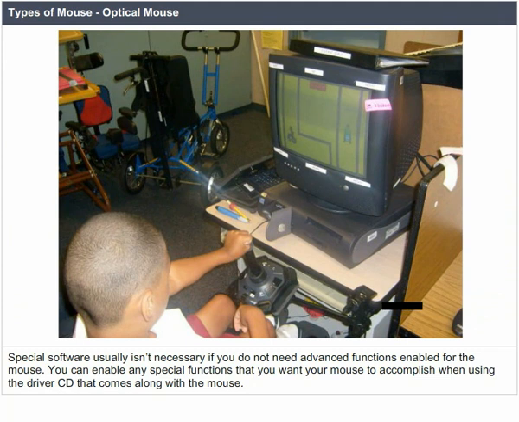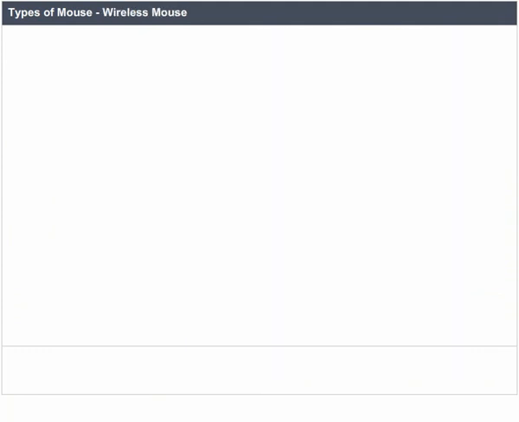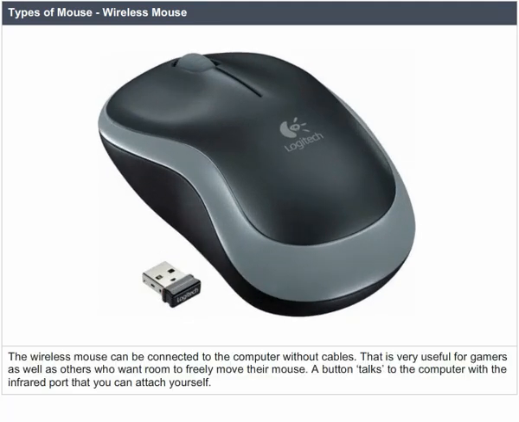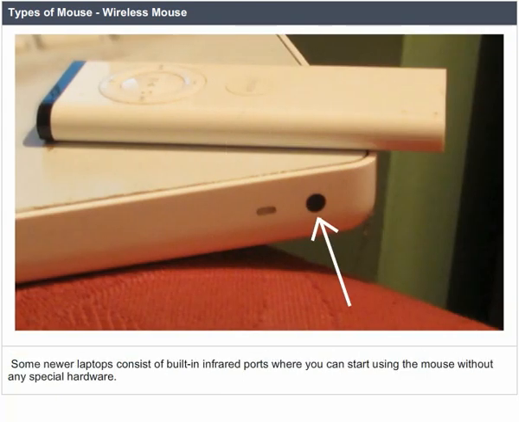Types of mouse. Wireless mouse. The wireless mouse can be connected to the computer without cables. That is very useful for gamers as well as others who want room to freely move their mouse. A button talks to the computer with the infrared port that you can attach yourself. Some newer laptops consist of built-in infrared ports where you can start using the mouse without any special hardware. These sorts of mouse include the necessary driver software.